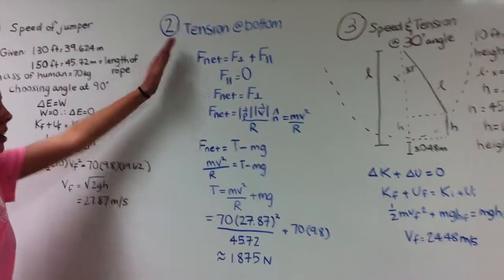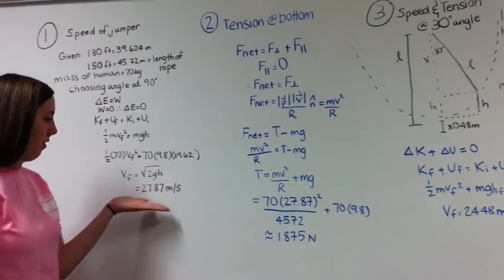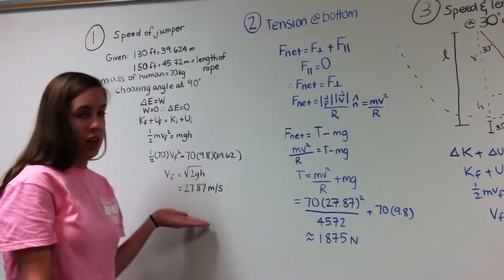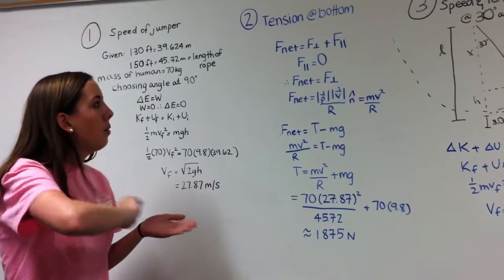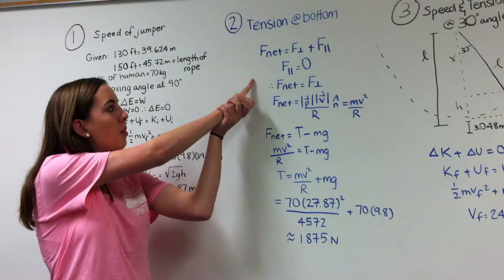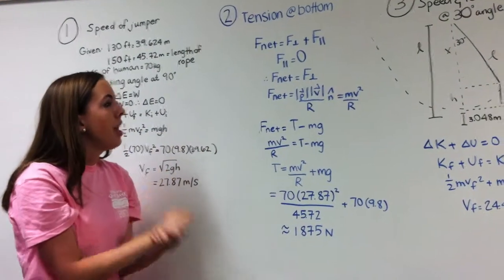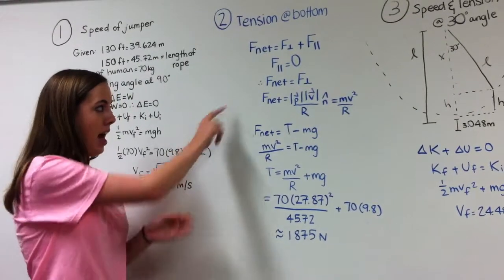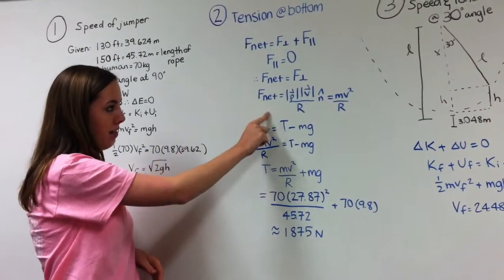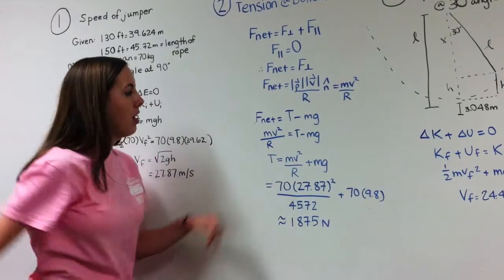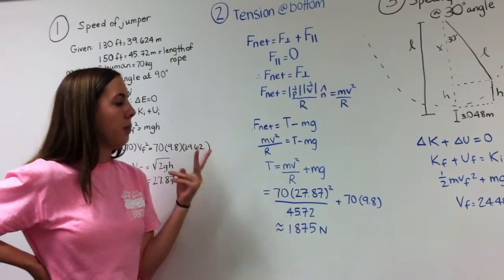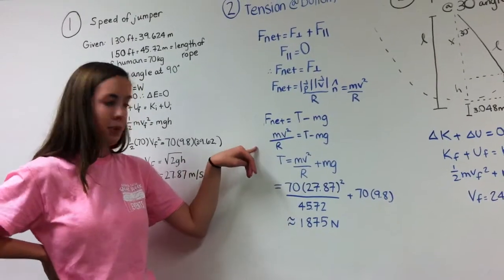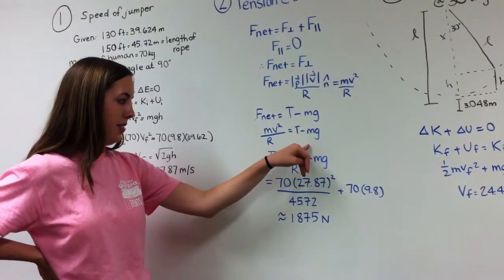So next we wanted to calculate the tension at the bottom, where the velocity was greatest. At the bottom, the tension is going to be greatest, and the velocity is also going to be greatest. So we said that F net equals F perpendicular plus F parallel, and since at the bottom there's no parallel force, we just know that F net equals F perpendicular, so we said F net equals mv squared over r. So we set this as if we know there are two forces, tension force and gravity force. So we have mv squared over r equals tension force minus mg.